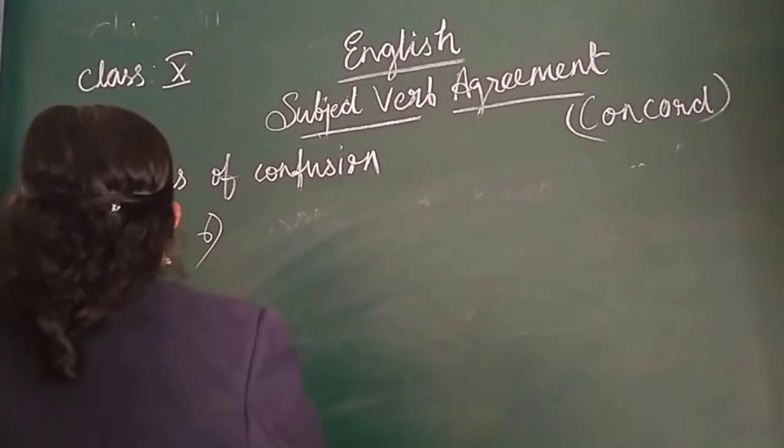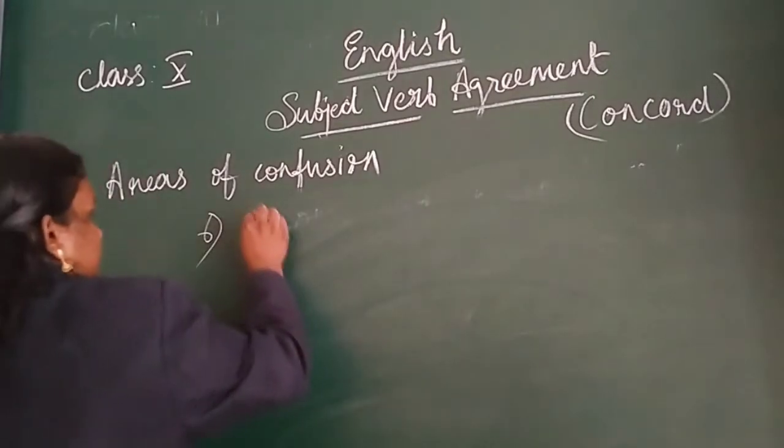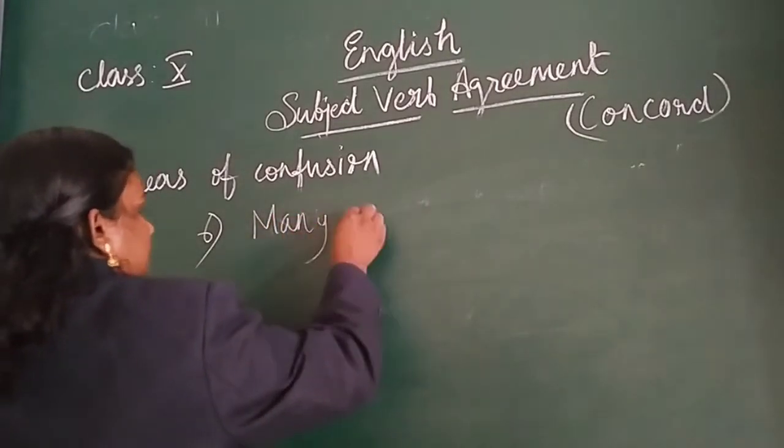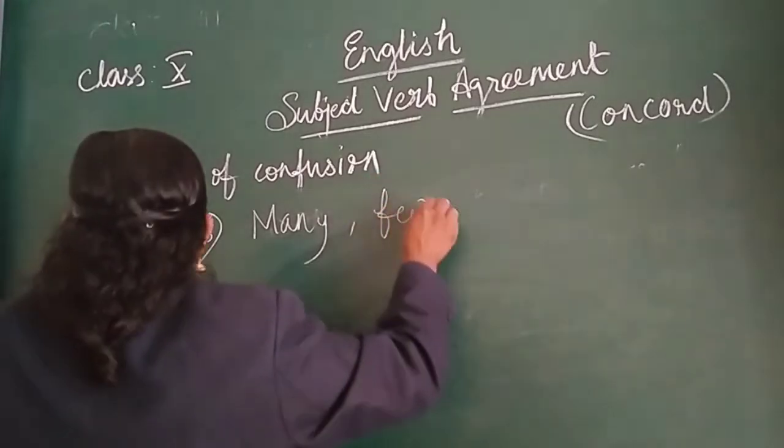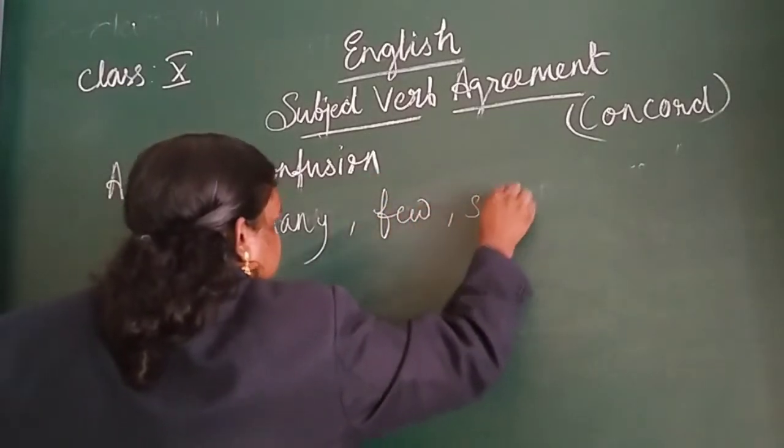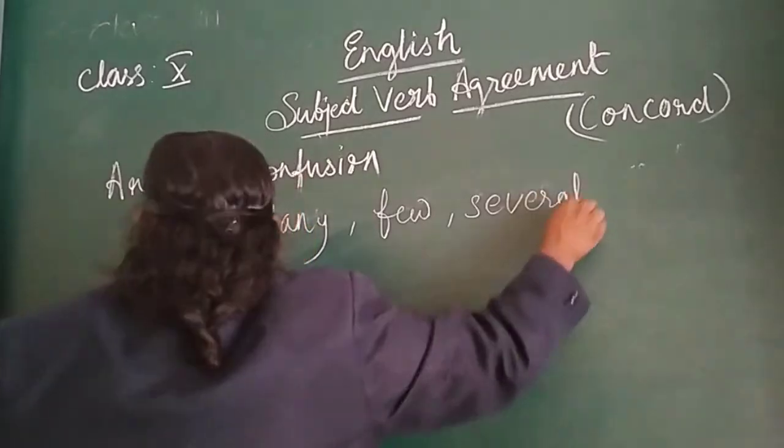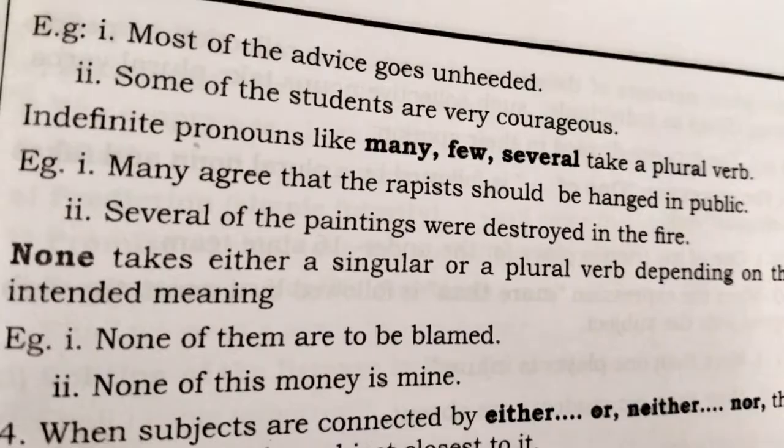Sixth point: another some, many, few and several. These are also indefinite pronouns. These pronouns always take a plural verb. Many, few, several, because they show countable nouns only. Few students, few answers, many of the people, several ideas.